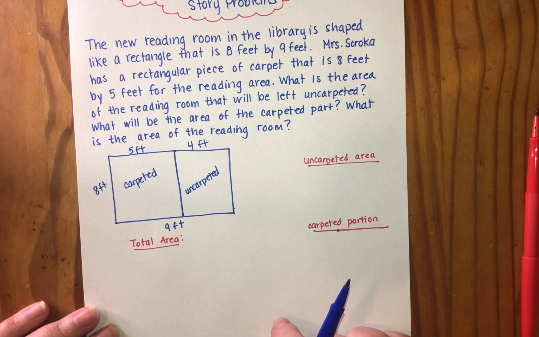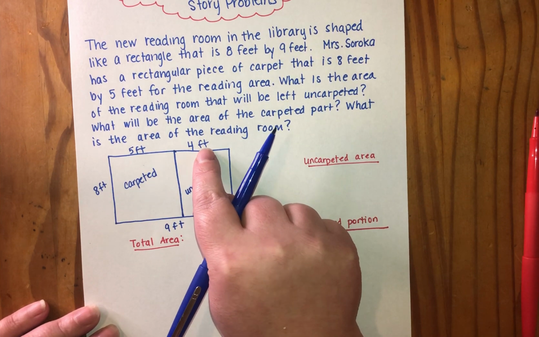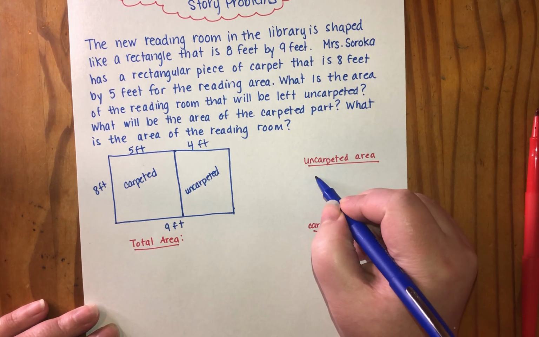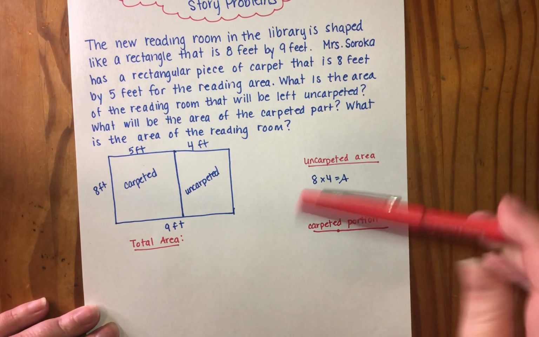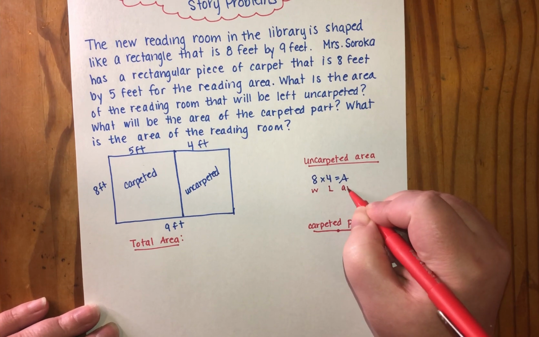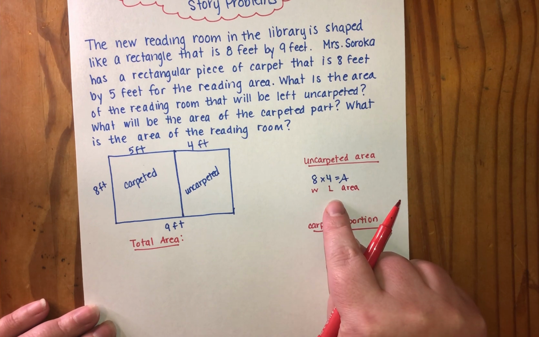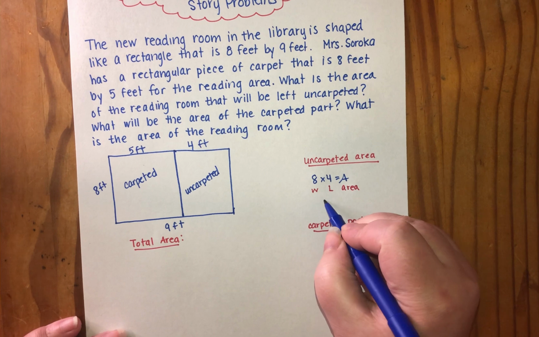Yes, we know that the width of the uncarpeted area is 8 and the length is 4. And we know that length times width equals area. So you can write the equation 8 times 4 equals A, where 8 is the width and 4 is the length and A is the area. So what is the area of the uncarpeted part of the room? Yes, 32 square feet.